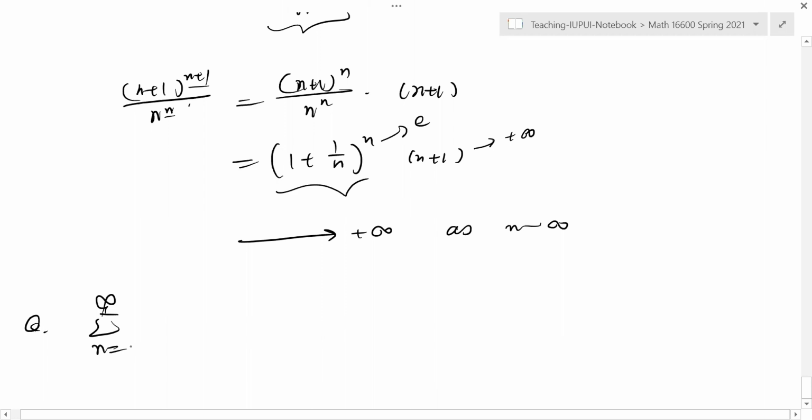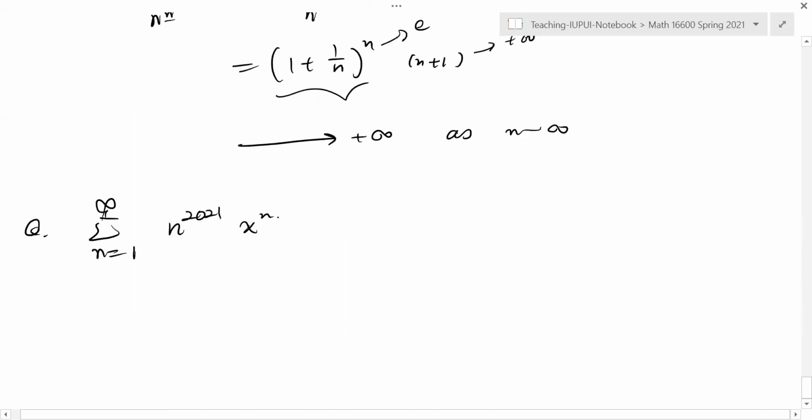How about this? Instead of n to the n-th power, I put n to the 2021 times x to the n-th power. Now what? I'll let you try again. Find the radius of convergence. Determine the value x for which this series is convergent.